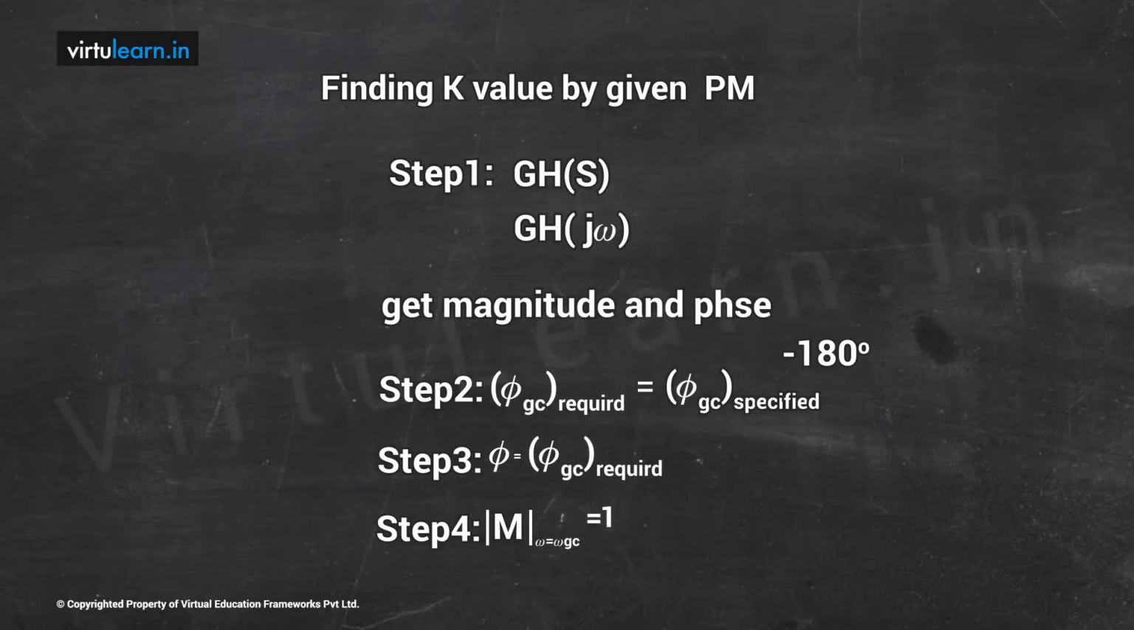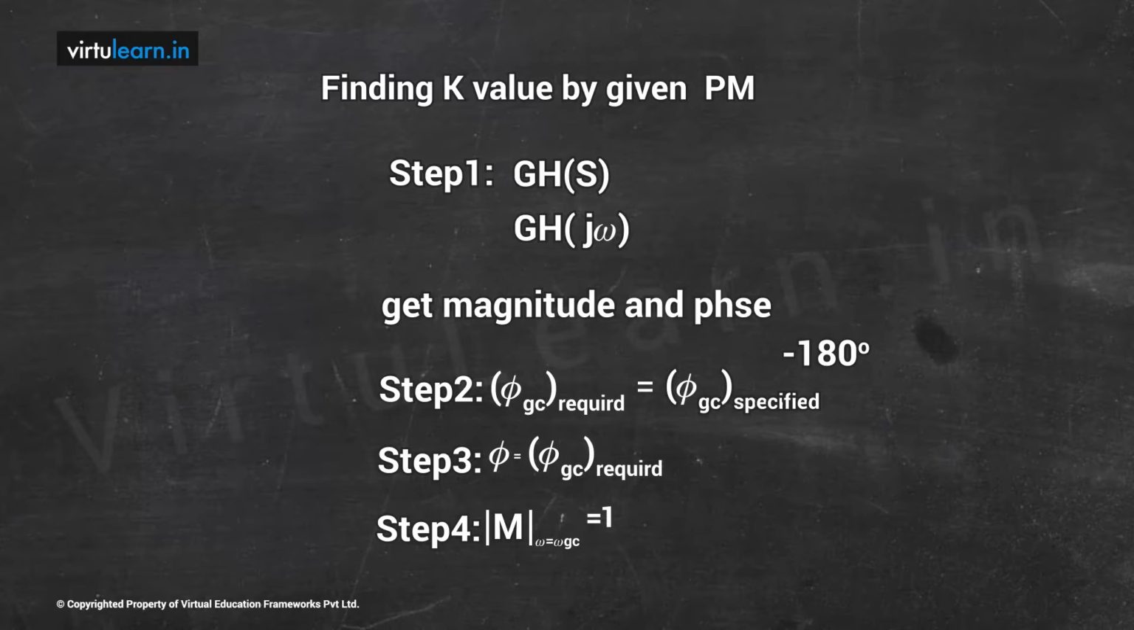The next step is, the phase angle expression is available, so equate the phase angle expression to phi GC required. Then solve for omega. So this omega is omega GC. Once you have the omega GC, substitute it in the magnitude equal to 1. In the magnitude we already have K, and at omega we are substituting omega GC. When you solve for it, you will get the K value. At this K value, the system will give us whatever phase margin is specified.